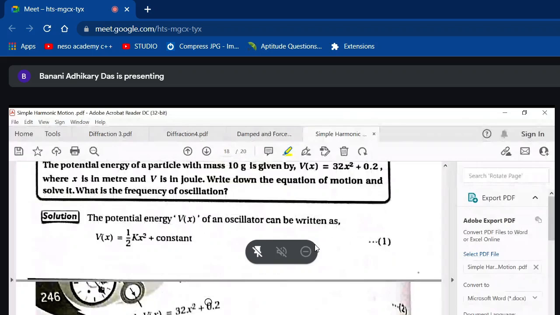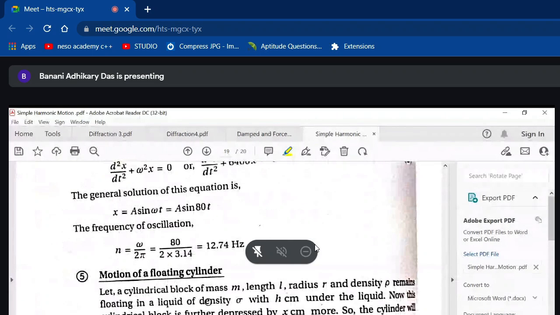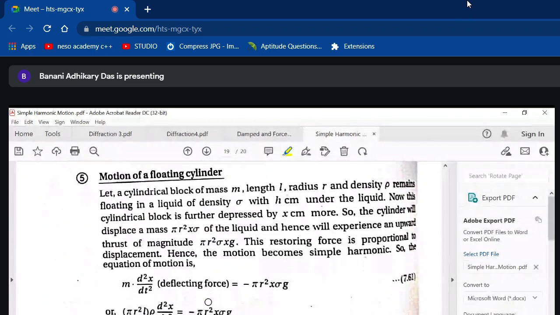All right. There are problems which I will be doing, and then next, I will just discuss the motion of a floating cylinder with you, and then I will close the class for today.